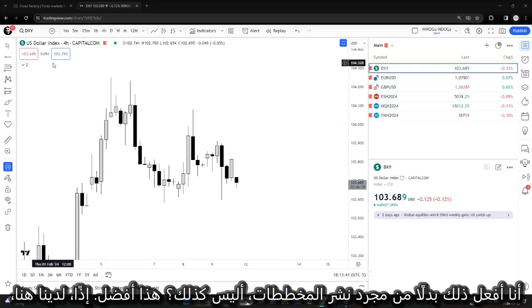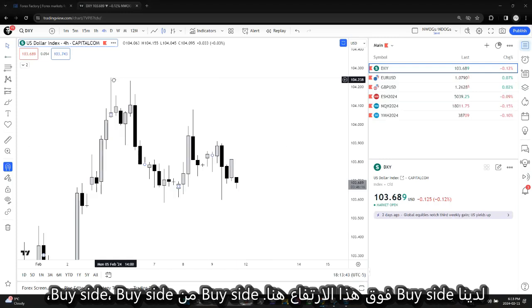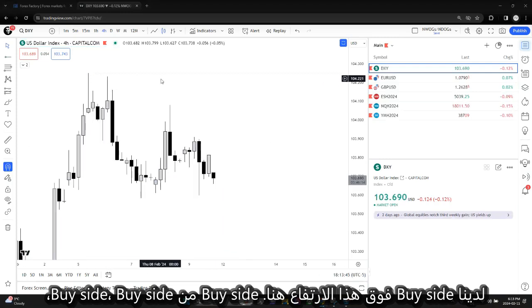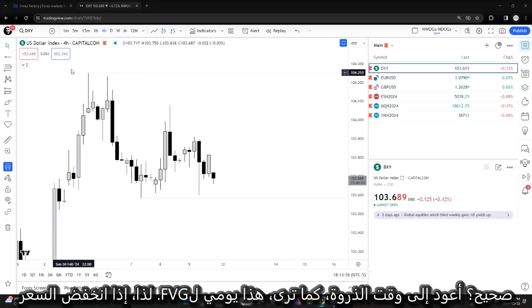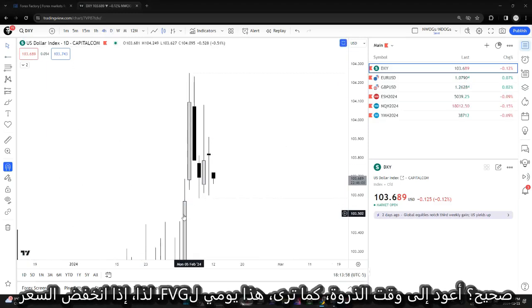This is better. So right here we have buy side above this high. Buy side liquidity, buy side liquidity, buy side liquidity. And we have sell side liquidity below this low. Right here is a daily fair value gap, right? If I go back on the higher time frame, you can see this is a daily fair value gap.